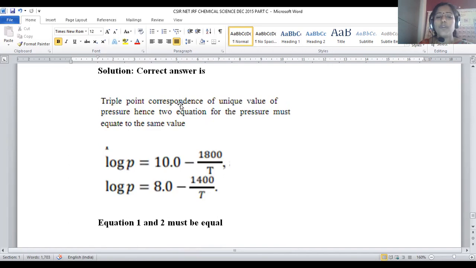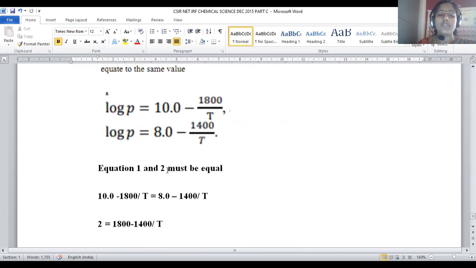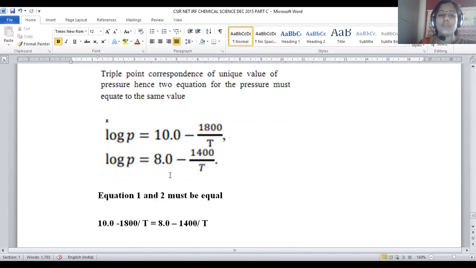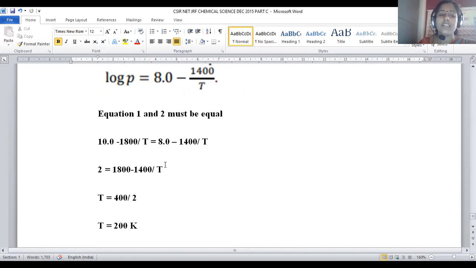For that purpose, a triple point corresponds to a unique value of the pressure. Hence, the two equations for the pressure must give the same value. So when we are going to find the triple point, we have to equate both equations. What equations? Log P is equal to 10 minus 1800 by T, and log P is equal to 8 minus 1400 by T. Both equations are equated in order to predict the triple point, because the triple point is nothing but the coexistence of all the phases at one particular point. That is called the triple point, right? So we are going to equate the equations.